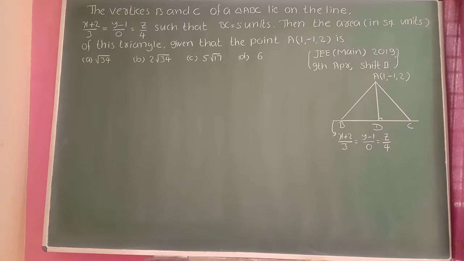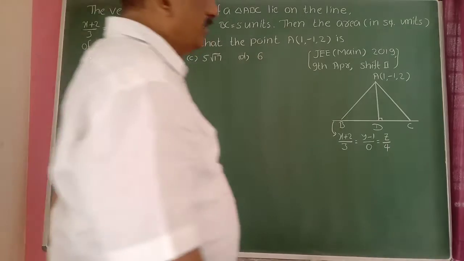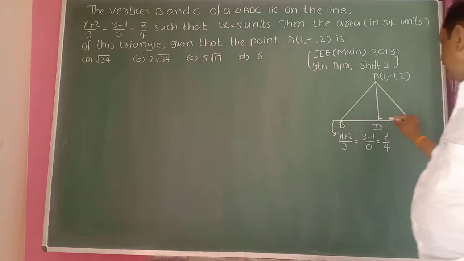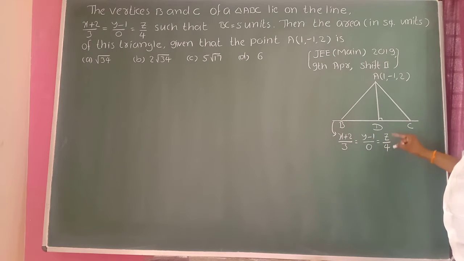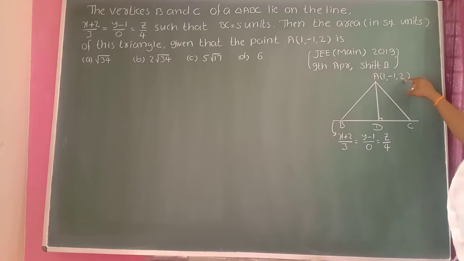The vertices B and C of a triangle ABC lie on the line here such that BC is equal to 5 units. Then find the area in square units of this triangle, given that the point A is (1, -1, 2). So this is a diagram here. This is the line, and its equation is already given. Point A is (1, -1, 2). Find the area of this triangle.